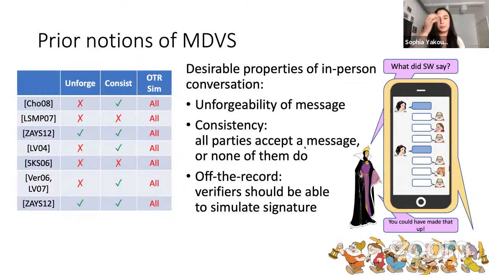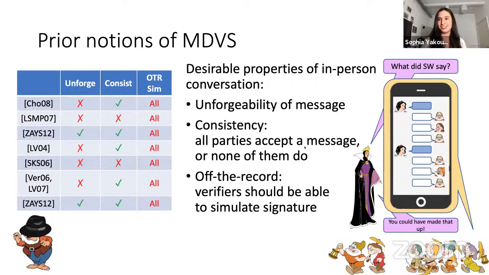So prior work achieves off the record in a limited sense, meaning that in order to simulate Snow White's signature, all of the designated verifiers, all of the dwarves, have to collaborate to produce the simulation. But the evil queen might, for instance, know that one of them wasn't available to help out with the simulation. Maybe Happy the dwarf was undercover as a spy or something and was out of touch with the rest of the dwarves. And the evil queen knows this. And since she does, if she sees a signature from Snow White, she'll be totally convinced that Snow White said what she said, because the dwarves couldn't have collaborated on a simulation.